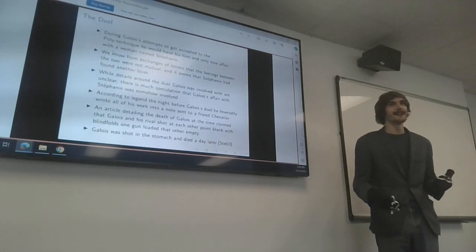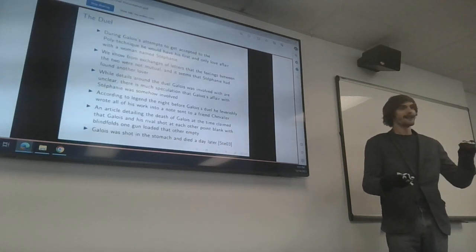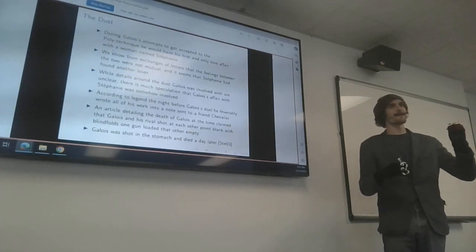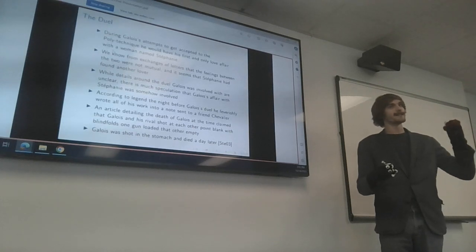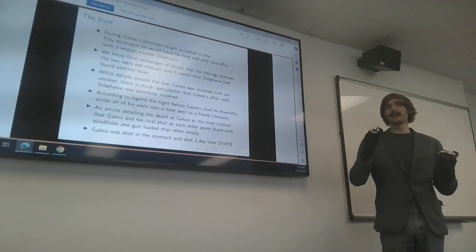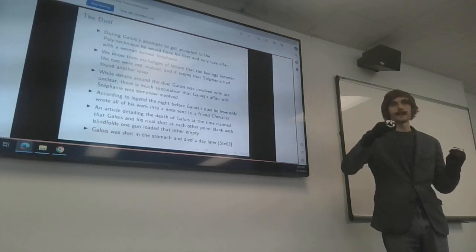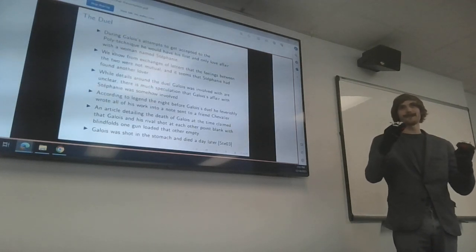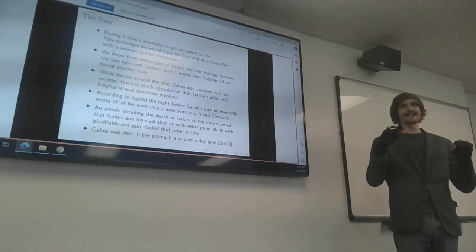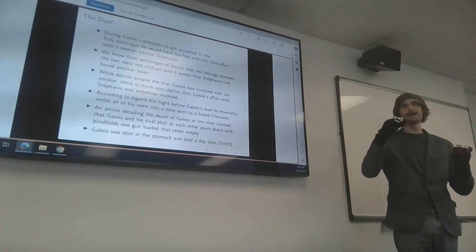where Galois would say things like, "Dear Stephanie, you are my happiness, you are my joy, I could not live my life without you." And then Stephanie would write beautiful letters back to him saying, "Whatever you believe happened between the two of us never happened. And if it did, then it was a terrible, terrible mistake."